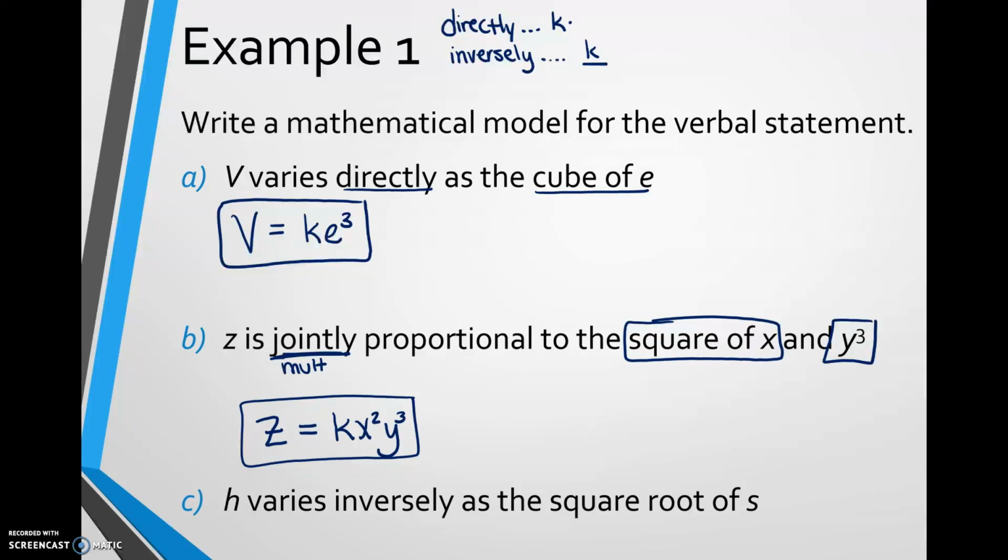h varies inversely as the square root of s. Inversely means division. So h equals k divided by, what does this say? Square root of s. So what do I put on the bottom? Square root of s.